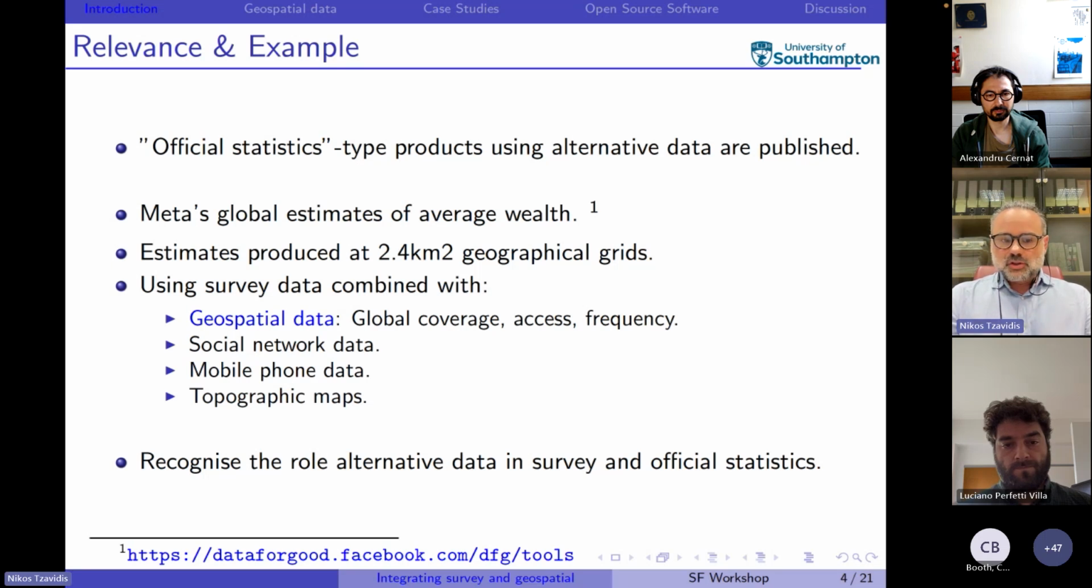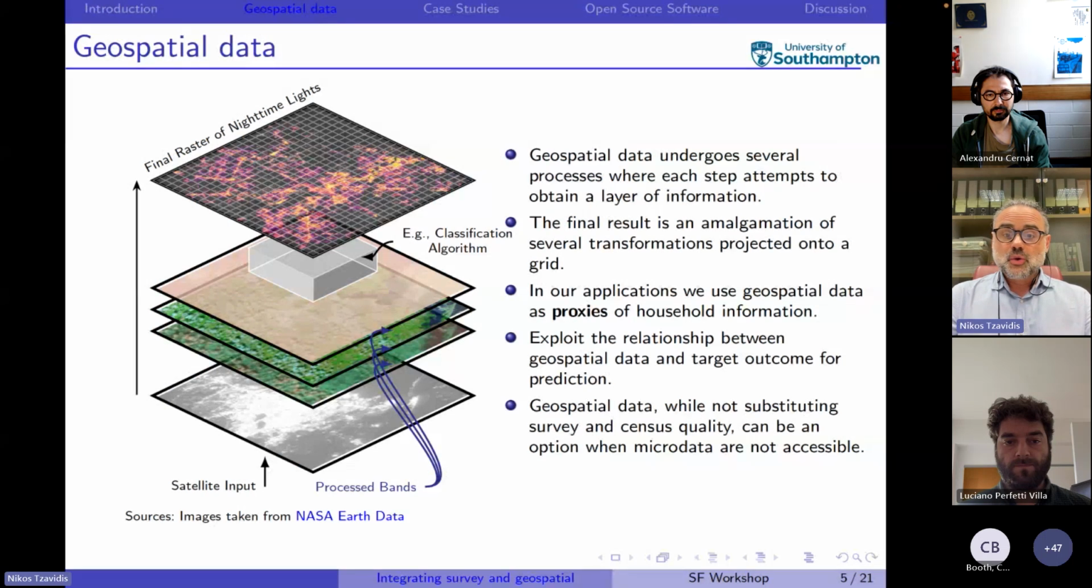The interesting thing about geospatial data is, first of all, that they have global coverage. They can be accessible, so you're not restricted in their access, and then they're frequently updated. So frequency is quite an important aspect when it comes to survey estimation, and I'm going to illustrate how this might be the case. So let's look at what we are doing here.